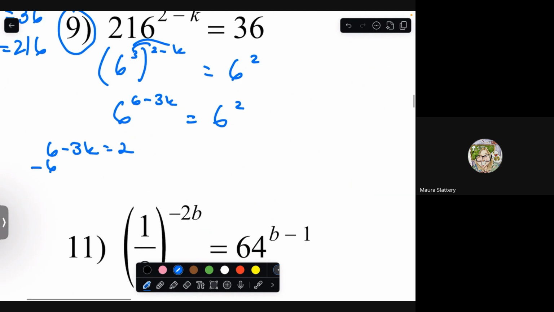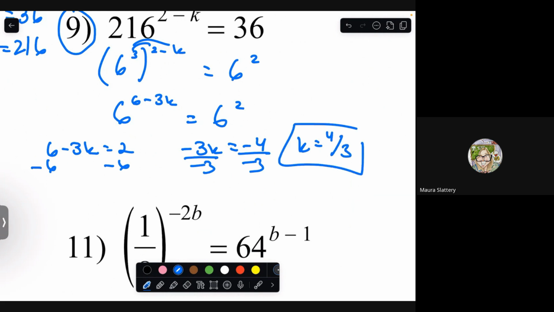We subtract 6 from both sides, and I get that negative 3k is equal to negative 4. I go ahead and divide by negative 3, and I get that k is equal to positive 4/3. Questions on this one? All right.